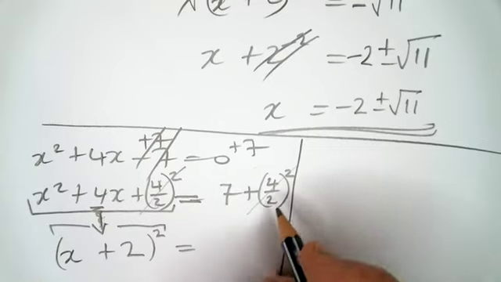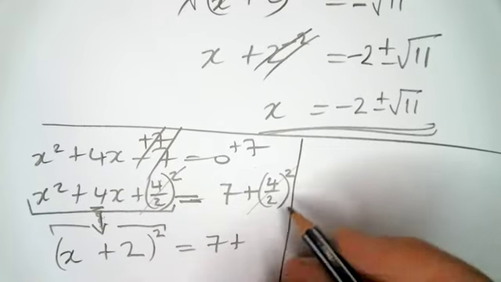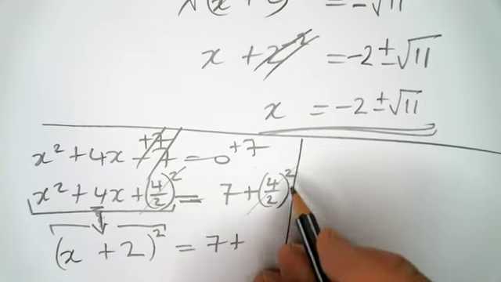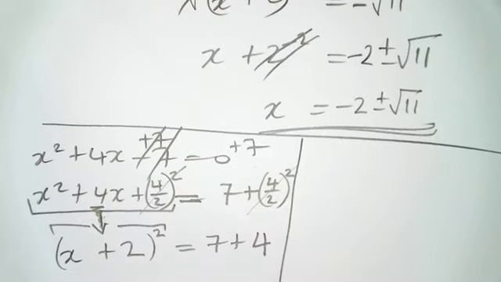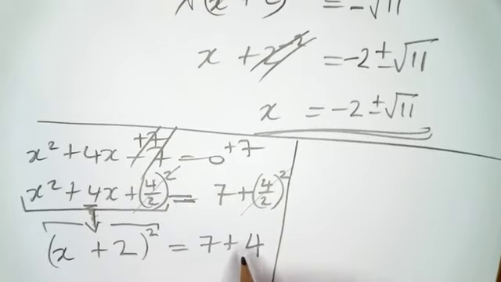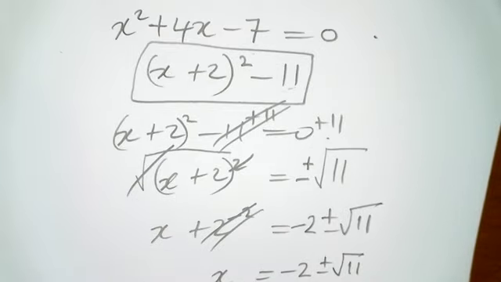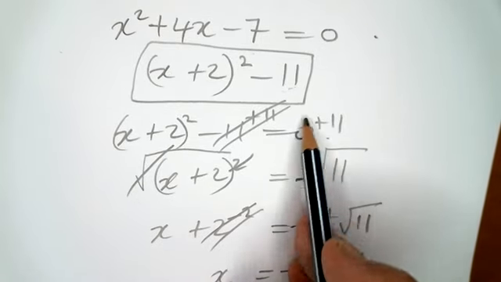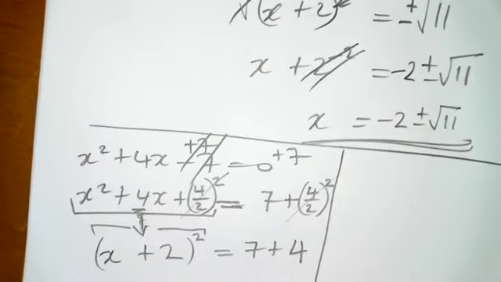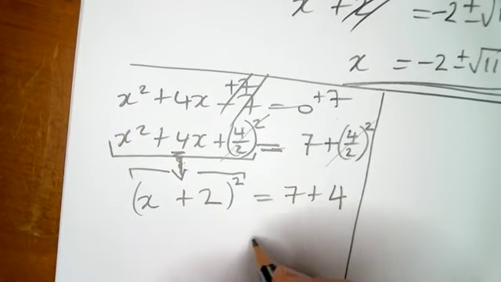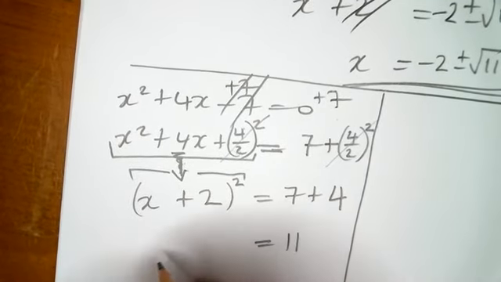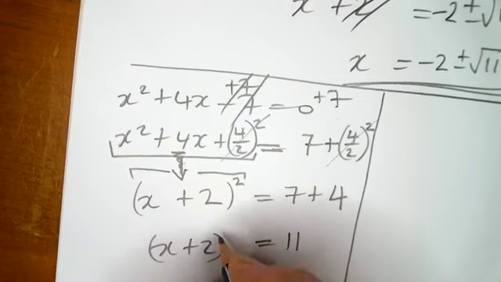What have I got? Well, I've got a 7 plus, well, 4 divided by 2 is 2, squared is 4. And you might start to recognize this already. I've got a 7 plus 4, and of course there it is over here, and I've got my 11. There it is. All right, so what we're going to do is we're going to add these two together. So 7 and 4, of course, is 11. X plus 2 all squared is 11.